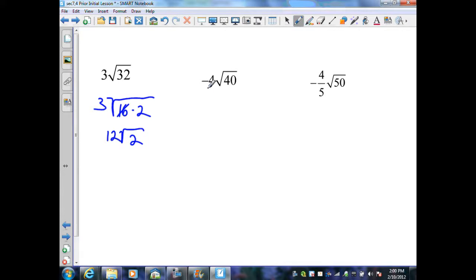My next problem, a negative 4 square roots of 40. I bring down my negative 4. The square root of 40 is not a perfect square. I break it into a product of its two factors, one being a perfect square.